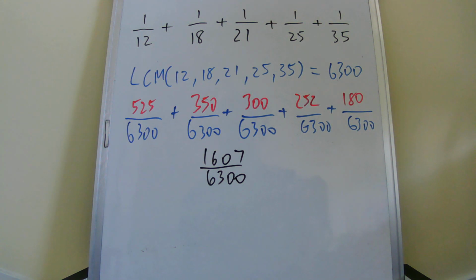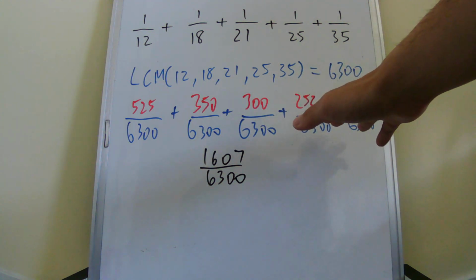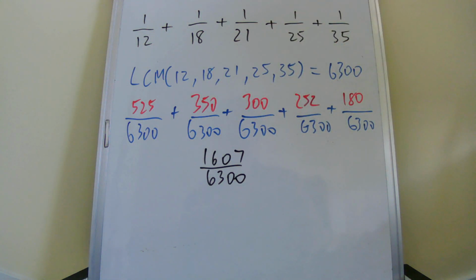And then with the common denominators found and their respective new numerators, the scale factors, we just add them up and we get 1,607 out of 6,300. And these two numbers don't have any common factors, so that's the end result. Okay, so that's how you add unit fractions together.